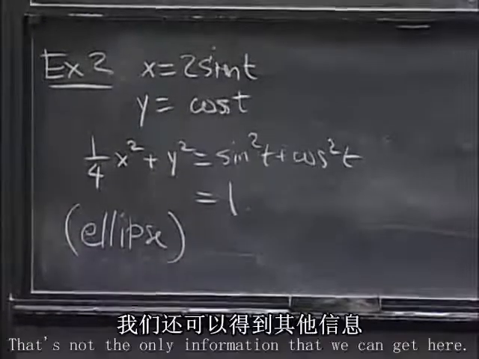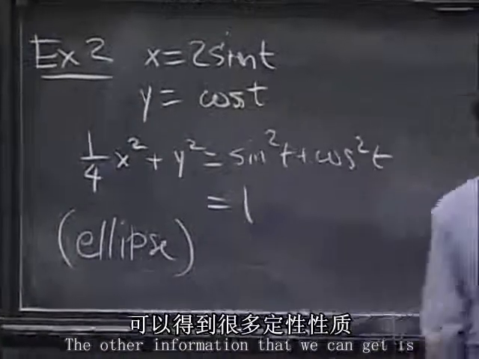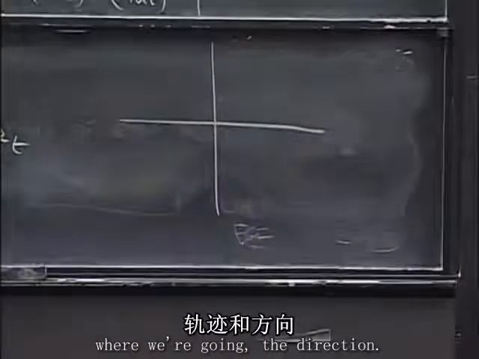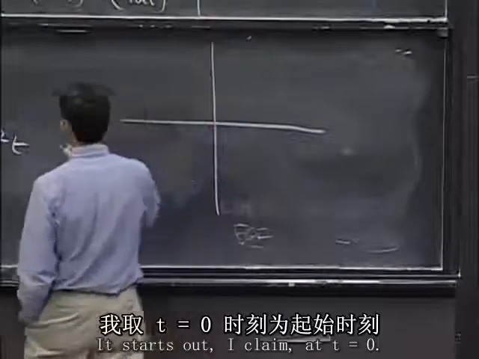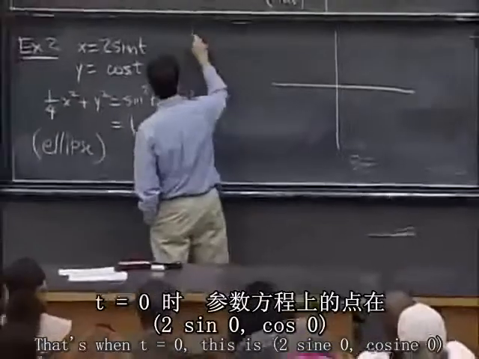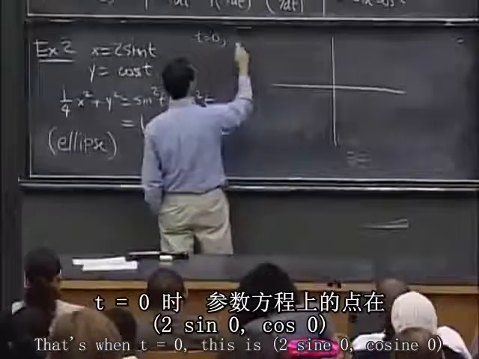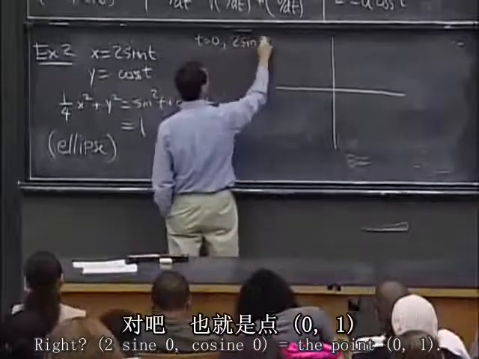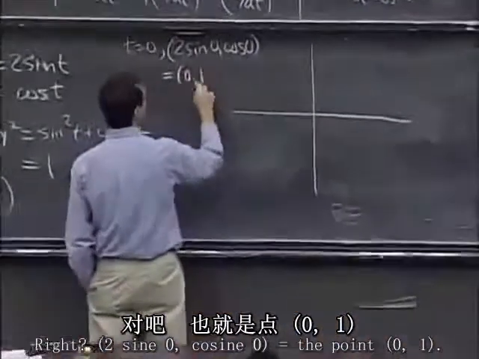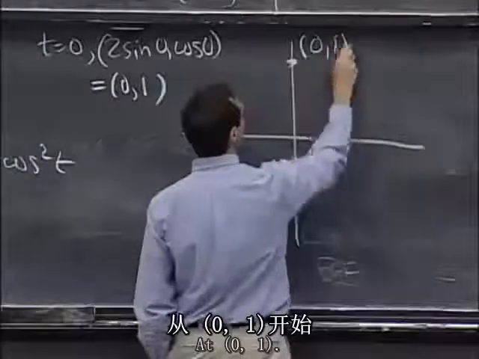Now, that's not the only information that we can get here. The other information that we can get is this qualitative information of where we start, where we're going, the direction. It starts out, I claim, at t equals 0. That's when t is equal to 0. This is 2 sine 0, cosine 0, which is equal to the point 0, 1. So it starts up here at 0, 1.